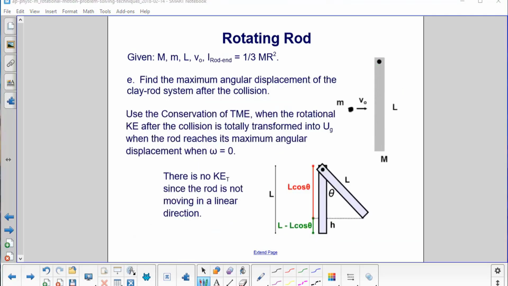To find the maximum angular displacement, that will be as the rod rotates up to a point here where it stops moving. Right? That's its maximum angular displacement, theta. So we're going to use conservation of total mechanical energy, where the rotational kinetic energy after the collision is totally transformed into gravitational potential energy when the rod reaches its maximum angular displacement when omega is equal to 0. There is no translational kinetic energy since the rod is not moving in a linear direction, it's just rotating. And we're going to be using this little math diagram to help us figure this out.